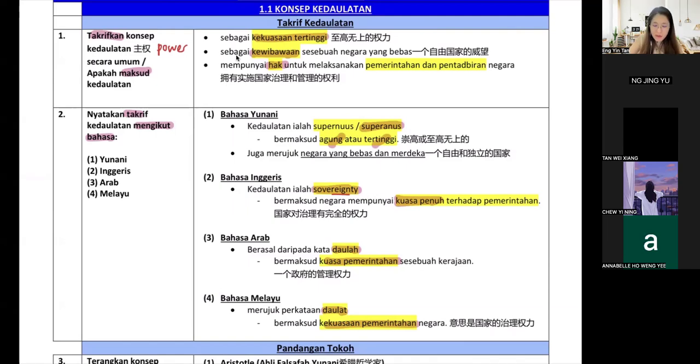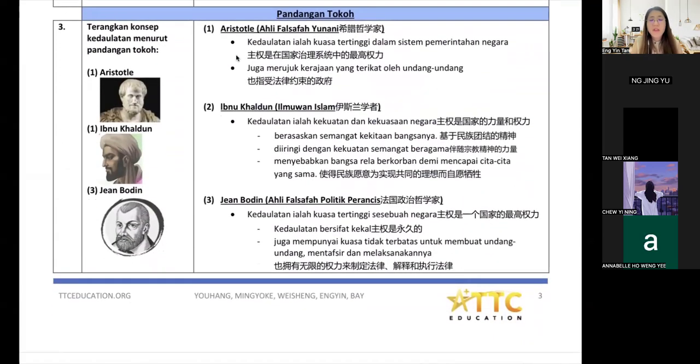Now, what did you realize here is kedaulatan is basically everything about power. Everybody good with this part? Yep, that's one. Now, after this, we're going to talk about pandangan tokoh. It's referring to the leaders.